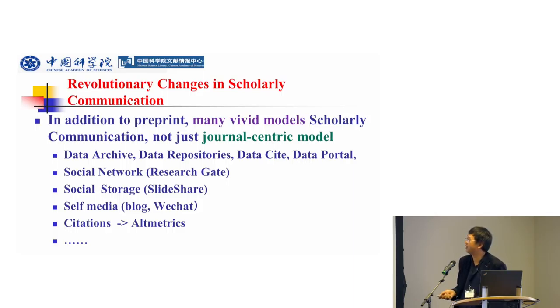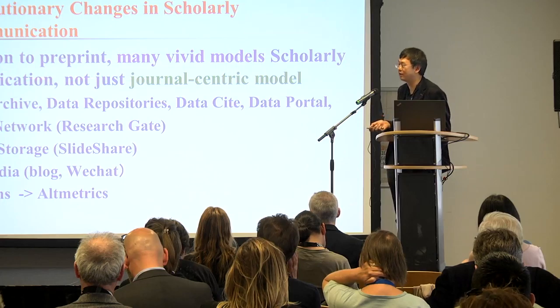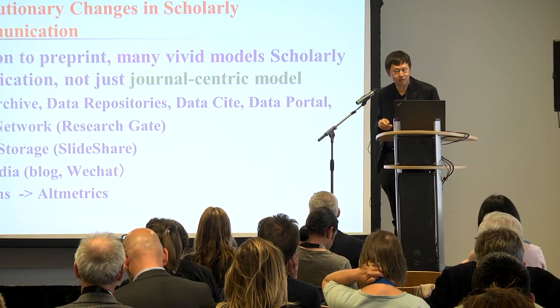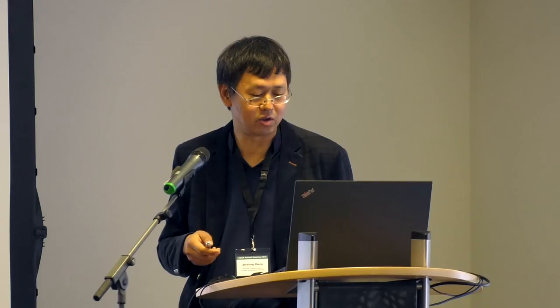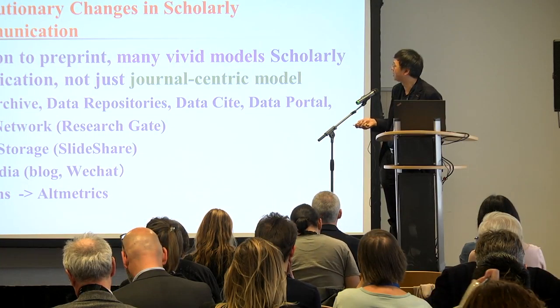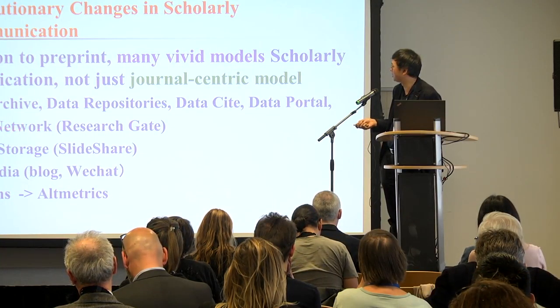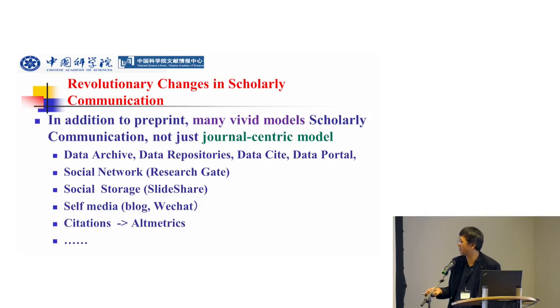We also noticed that in addition to preprints, many varied models of scholarly communication have been used, not just the journal-centric model: data archives, data repositories, data sets, data portals, social networks for research like ResearchGate, and slide sharing. A lot of these have been used.